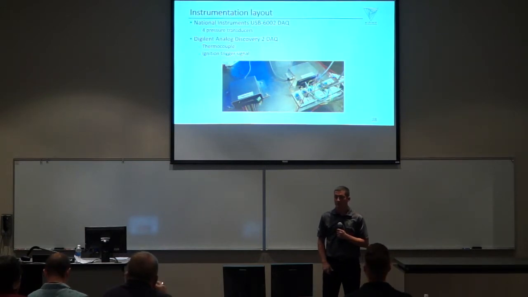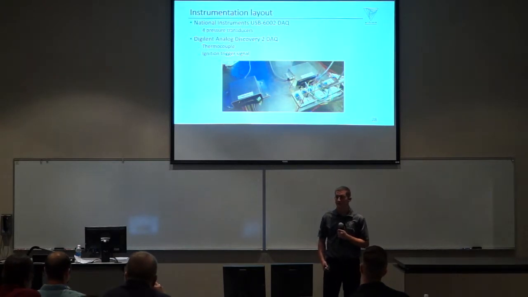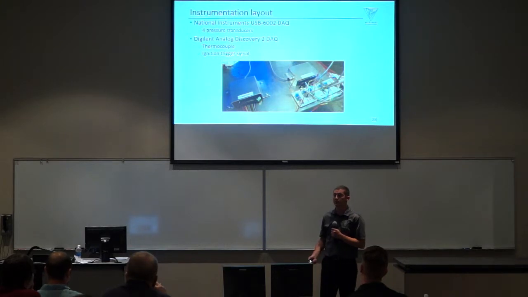Shown in the image here is the electronics hub of the rig. There's a breadboard that contains some of the external circuitry, and then there are 2 data acquisition devices. The first data acquisition device was a National Instruments USB-6002 DAQ. Coming into this DAQ, we had 4 amplified pressure transducer signals.